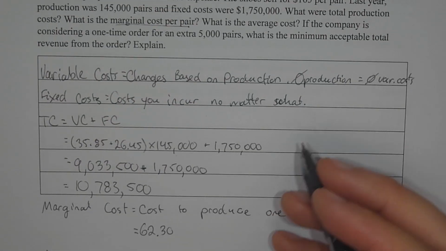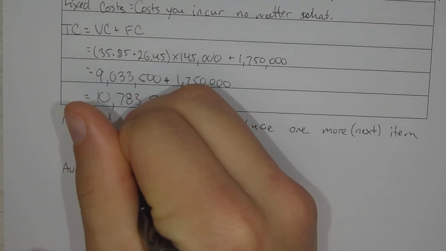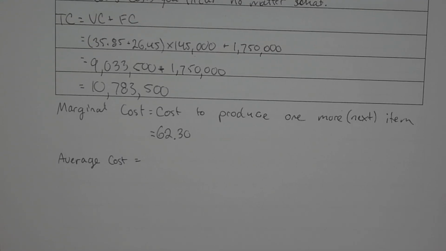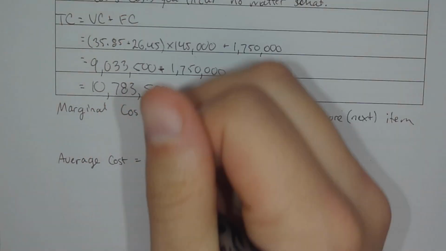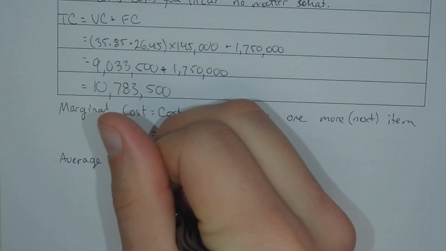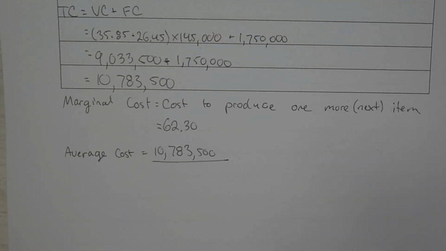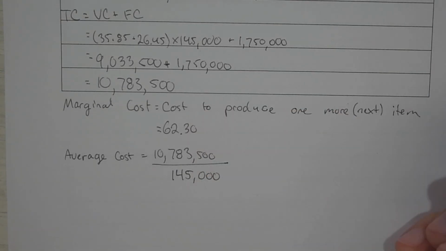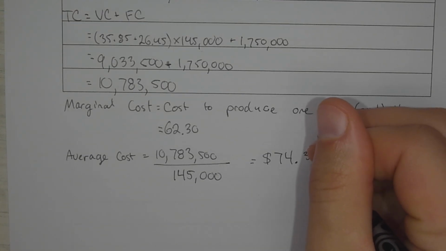The next question asks, what is the average cost? So the average cost includes everything, all of the costs. This will help you with your pricing, and so you can get a sense of what everything actually costs to create. And so we can take our total cost, our TC, and divide it by how many shoes we produced, which was 145,000 pairs. And we get an average cost of $74.37.